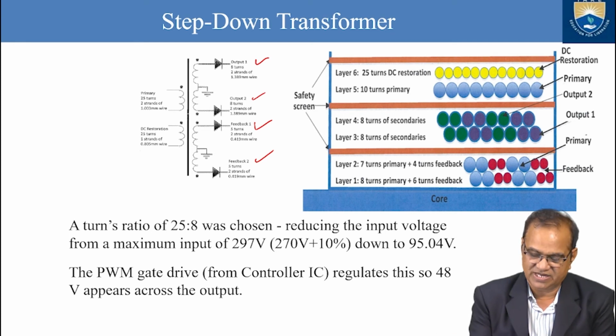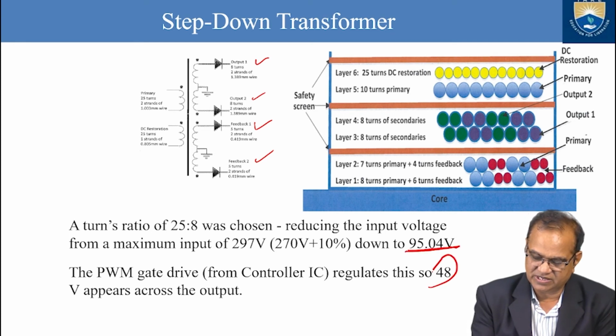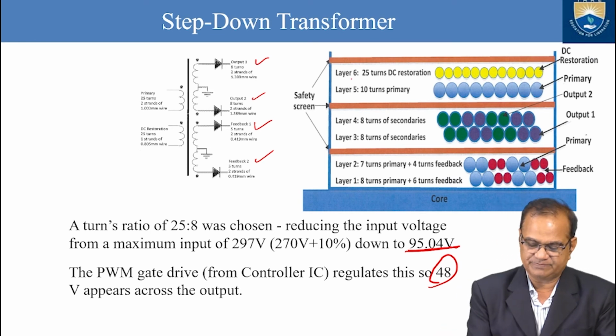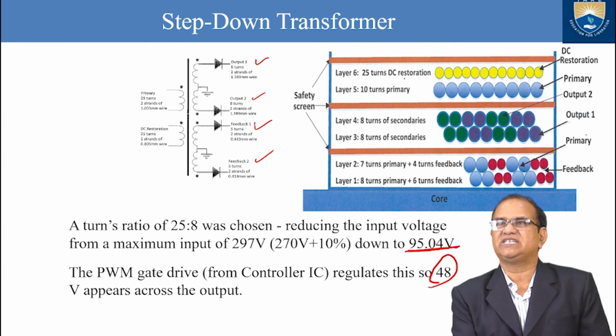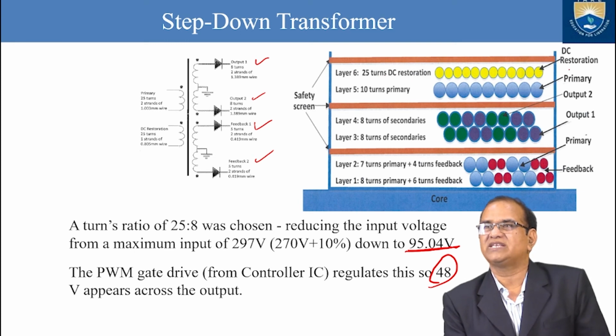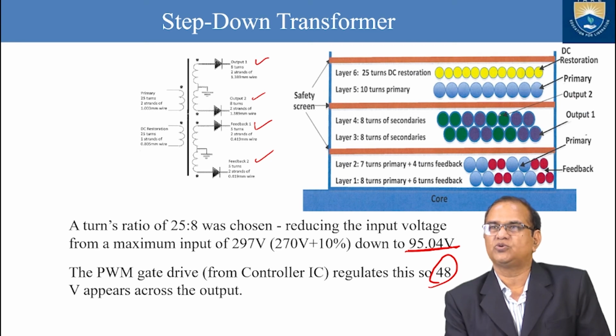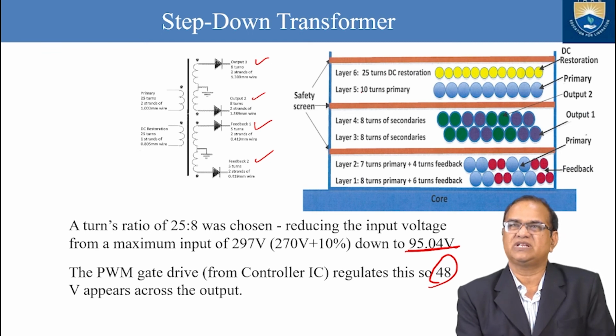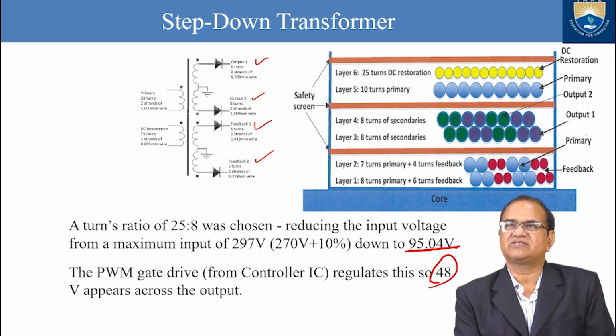Okay, so this is generating the 95, but it is shown as a 48 volt DC generator. So this you can see, layer 5 turns DC distortion. It is yellow color, DC distortion. This is the primary. This is the output 2, and this is the primary. This is the feedback. Red color is feedback. So layer 6, 25 turns DC distortion. Layer 5, 10 turns primary. Layer 4, 8 turns of secondaries. Layer 3, 8 turns of the secondary.